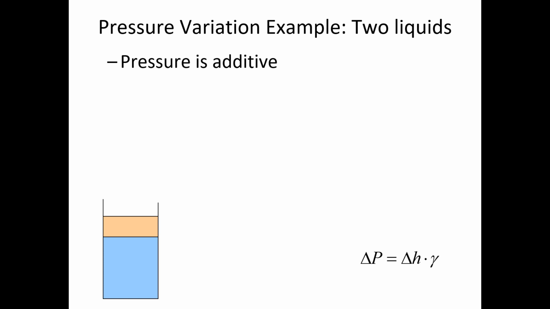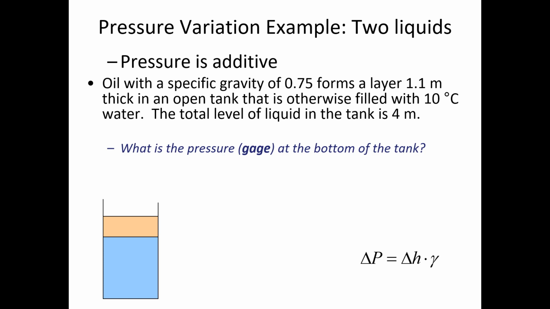Oh, things get tricky when you layer fluids on top of each other. Pressure is additive. So consider the case of, what if you had oil with a specific gravity of 0.75? Remember, specific gravity is the ratio of density or unit weight to water. That's what we mean by specific gravity. So it's forming a layer of 1.1 meters on top of a tank that is otherwise filled with 10 degrees Celsius water. So the total liquid level of the tank is 4 meters.